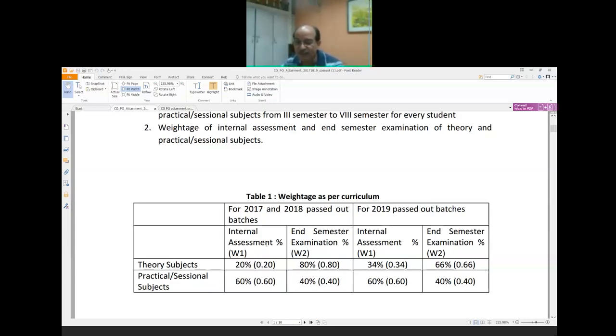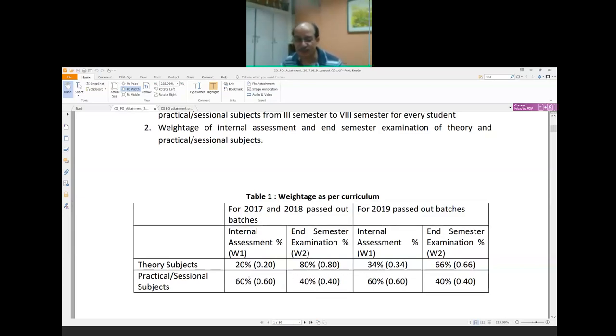The internal assessment changed based on the feedback. Feedback can be from all your stakeholders. Your internal assessment should be more. They made it 34%, and for end semester, they reduced the weightage to 66%. Fair enough. This is what we say is a component of continuous improvement. And for practical sessional subjects, it's 60 and 40. Again, they have kept it at 60 and 40.